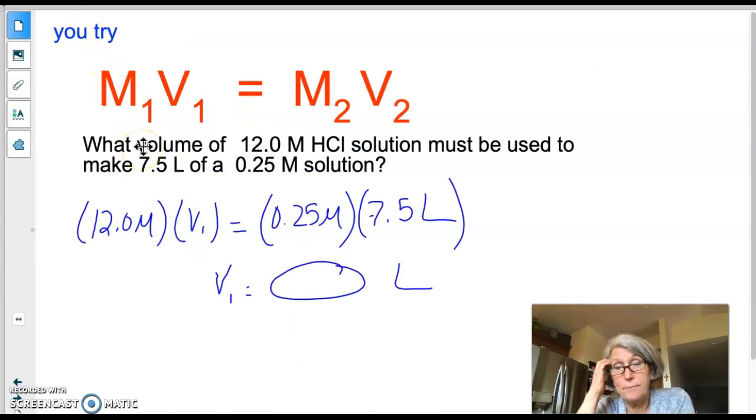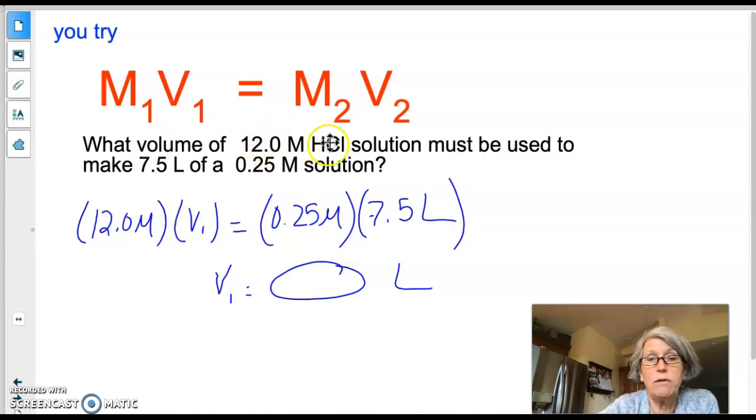So here's an example. What volume, it's asking, of a 12 molar hydrochloric acid solution must be used to make 7.5 liters of a 0.25 molar hydrochloric acid solution? So this is my concentrated, because it's a higher molarity value. So this is my concentrated value. So I'm going to put that right here in M1, and V1 is, we're trying to solve for that. We don't know how much that is, right? That's what we're looking for.